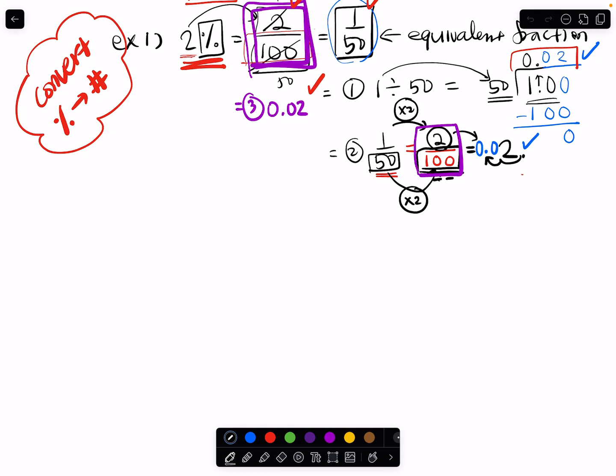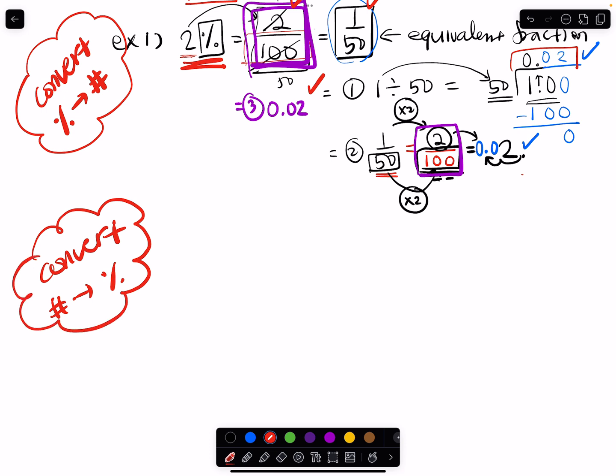Okay, class. Now let's talk about how to convert a number to a percent. Example 2. Let me grab a problem from your textbook, which is 0.07. So we have a number, a very small decimal, right?